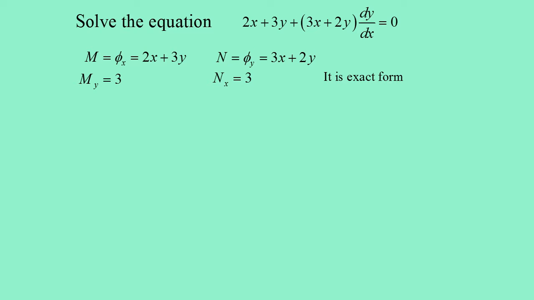If it's already in exact form, we can find the potential function by either integrating the M with respect to x or the N with respect to y. Now, I've just chosen the N to integrate with respect to y. Here's the integral. Remember, the constant of integration is some function of x, since we're integrating with respect to y.